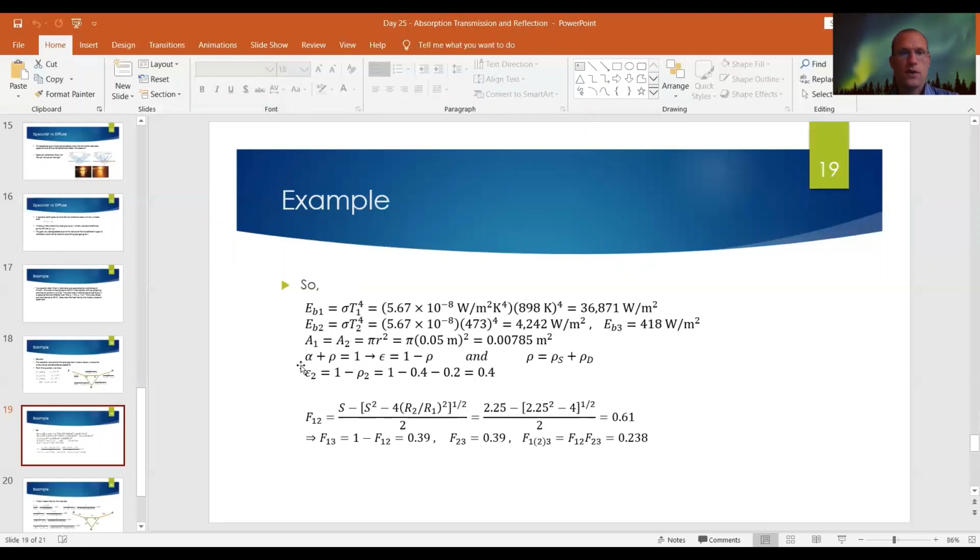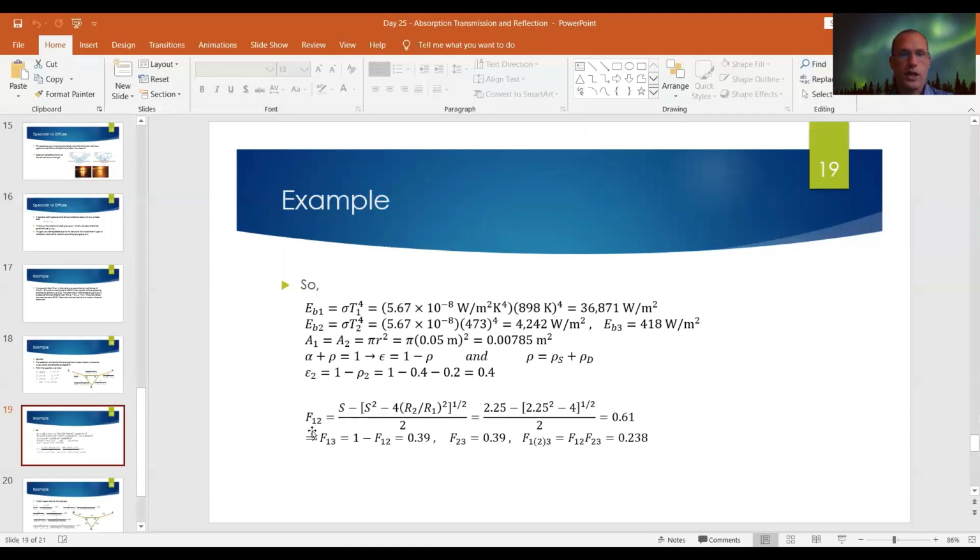And then the absorptivity and reflectivity equals 1. So my emissivity is 1 minus rho. Also know that rho is rho s plus rho d. So for object number 2, nothing's transmitted through the disks. So that's why I don't have transmissivity here. So for object 2, 1 minus rho 2 gives me its emissivity. And again, the total rho is the total diffuse and specular parts.